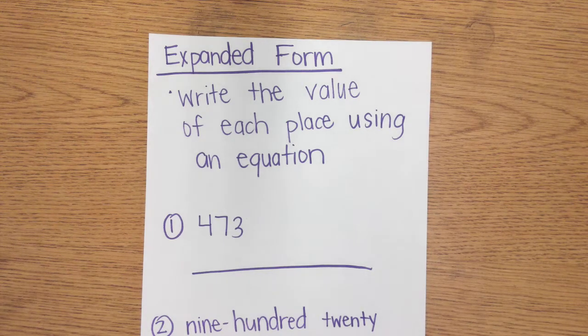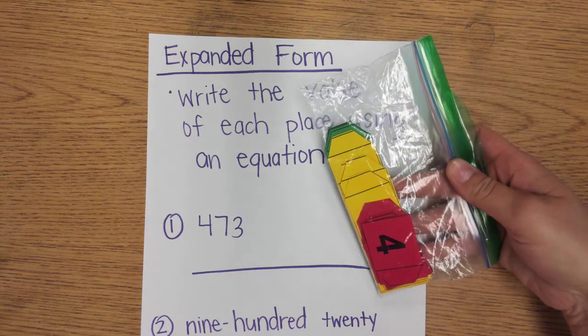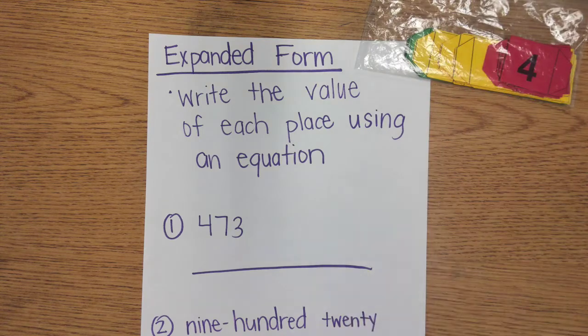Alright, today, boys and girls, in our lesson, we are going to be using our arrow cards. Remember, our arrow cards are our green, yellow, and red cards in our back. And we're going to be using these cards today so we can tell the value of each place to tell the expanded form of a 3-digit number. And we're going to be successful when you can write the expanded form of a 3-digit number.